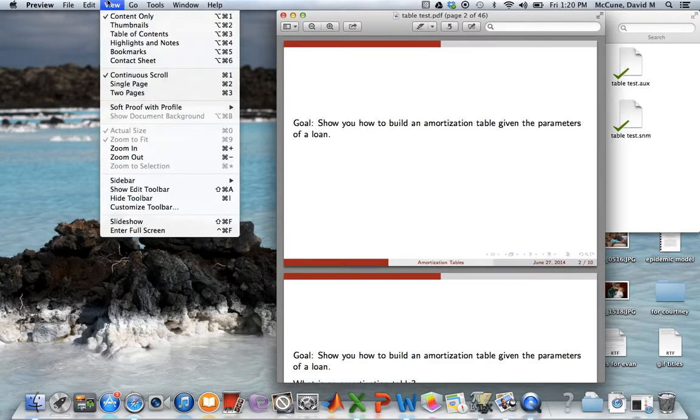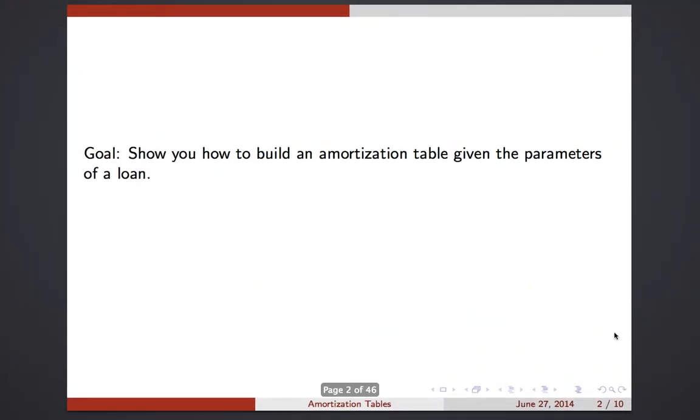Hi everybody, this is a video about amortization tables or amortization charts, whichever way you prefer to say it. The goal of this video is to show you how to build one of these tables given all of the loan information. So if somebody comes to you and says the time of my loan is this, the loan amount was this, the interest rate is this, etc., you should be able to build a table for that loan. So a natural starting point, of course, is the question, what is an amortization table?